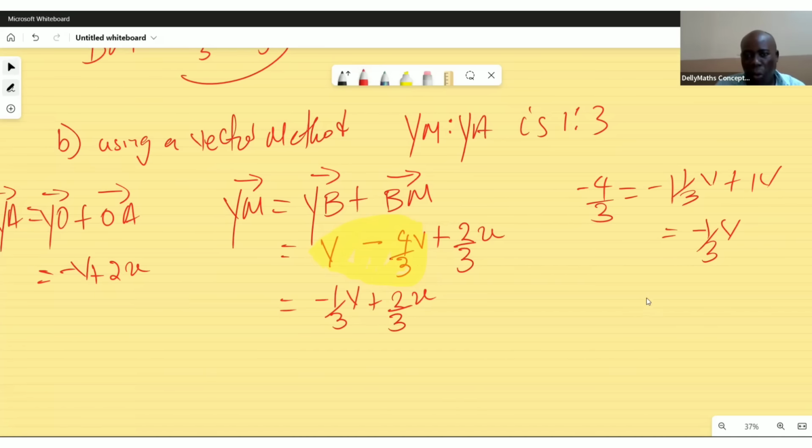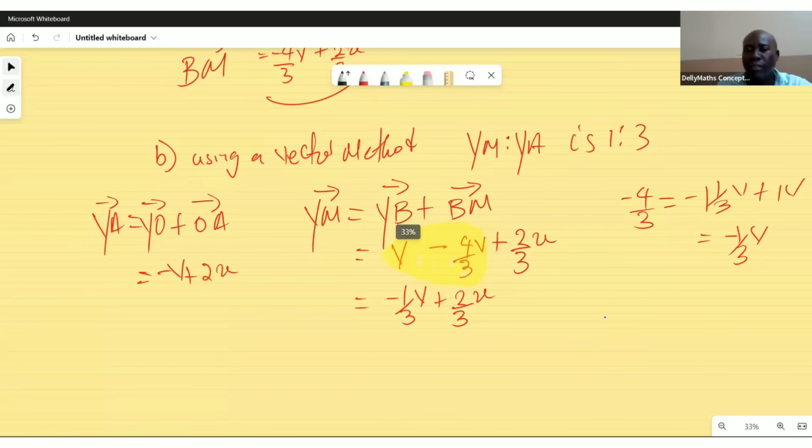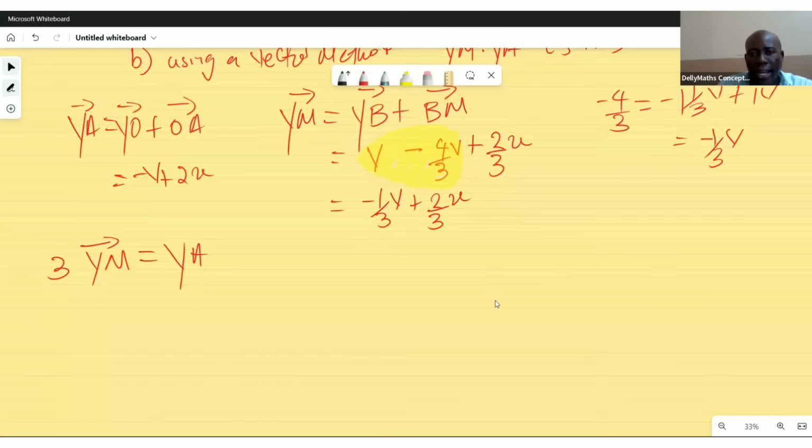Now, I want to prove this. Now I have my vectors, they want me to prove that this is in the ratio of that. You know what that means? That means that YA is 3 times bigger than YM, right? That means if I multiply YM by 3, I should get YA. That's what they're saying. So let us try to prove that now, and then we're done.